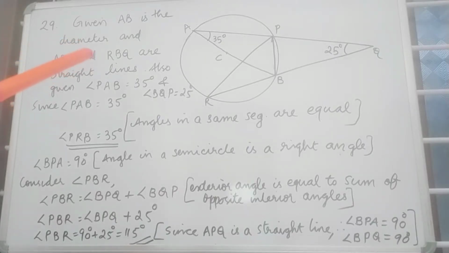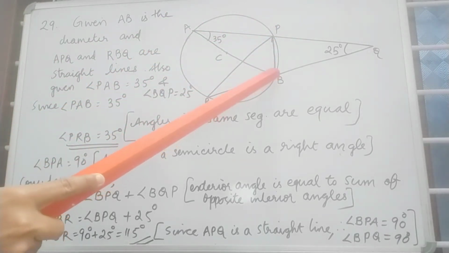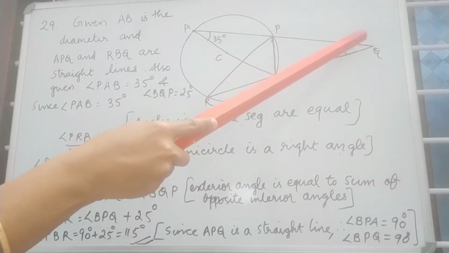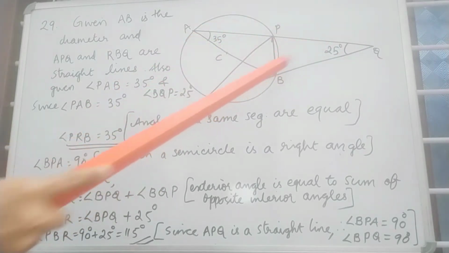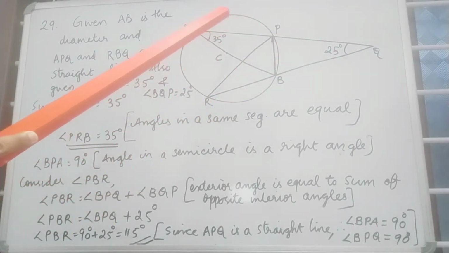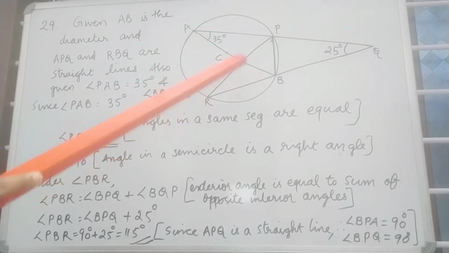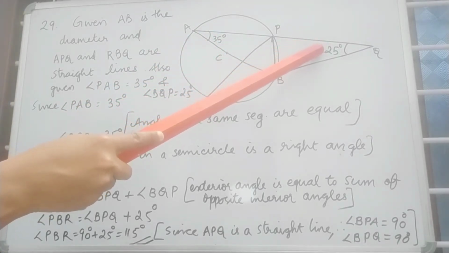Given AB is the diameter, APQ and RBQ are the two straight lines. Also given angle PAB is equal to 35 degrees and angle BQP is equal to 25 degrees.